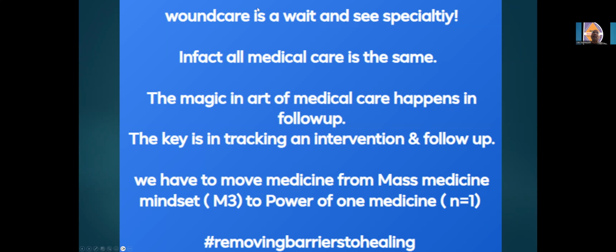And towards that, we are working hard to take all these solutions and move medicine into that area. Thank you very much for taking time, and thank you. Take care.